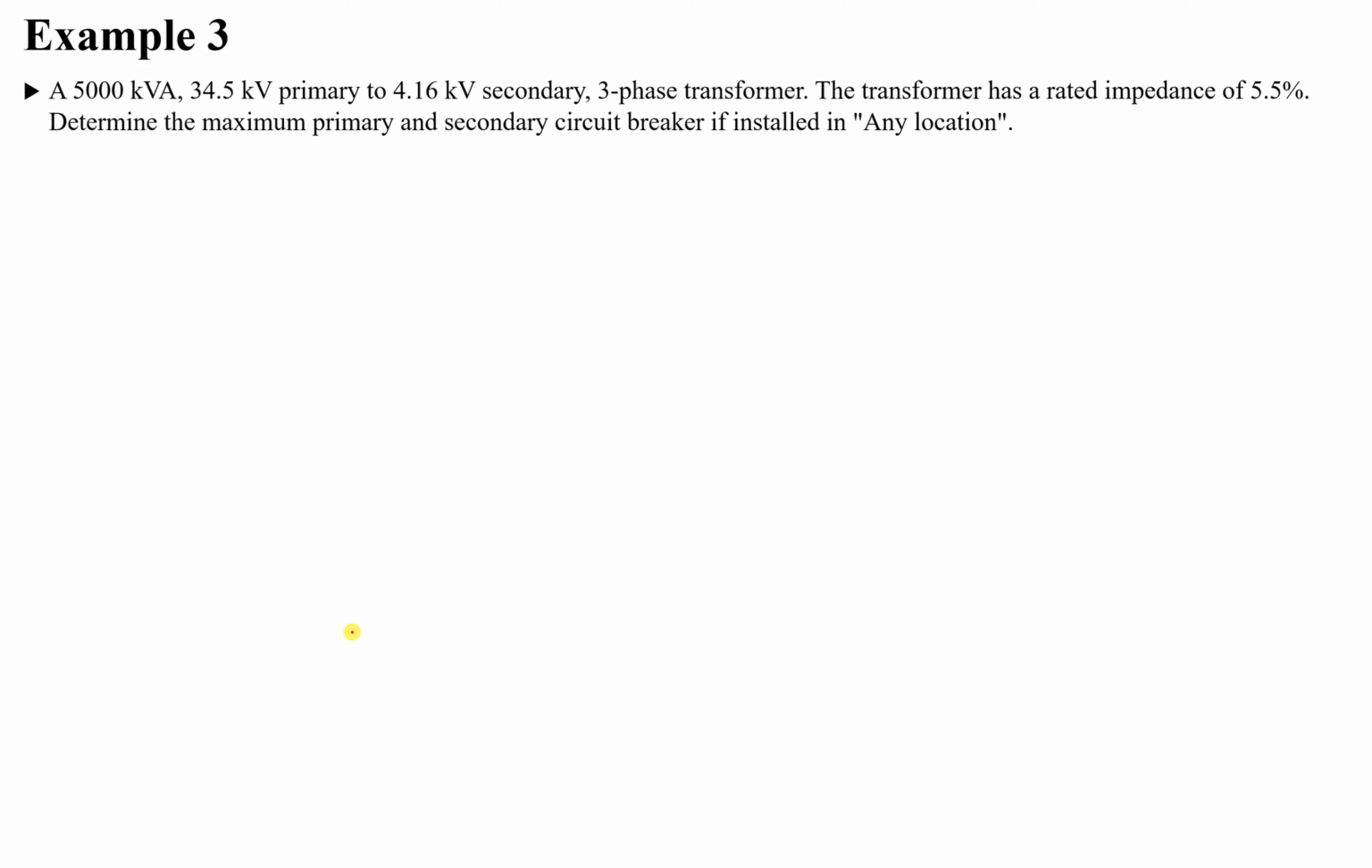Okay, let's look at example number 3. This one is for a transformer greater than 1000 volts, which has a different table. So we have a 5000 kilovolt ampere, or 5 megavolt ampere, transformer with a primary of 34.5 kilovolts to a 4.16 kilovolt secondary. The transformer has a rated impedance of 5.5%, and this is pretty important in high voltage transformers, or to be more specific, medium to high voltage transformers. Determine the maximum primary and secondary circuit breaker if installed in any location.